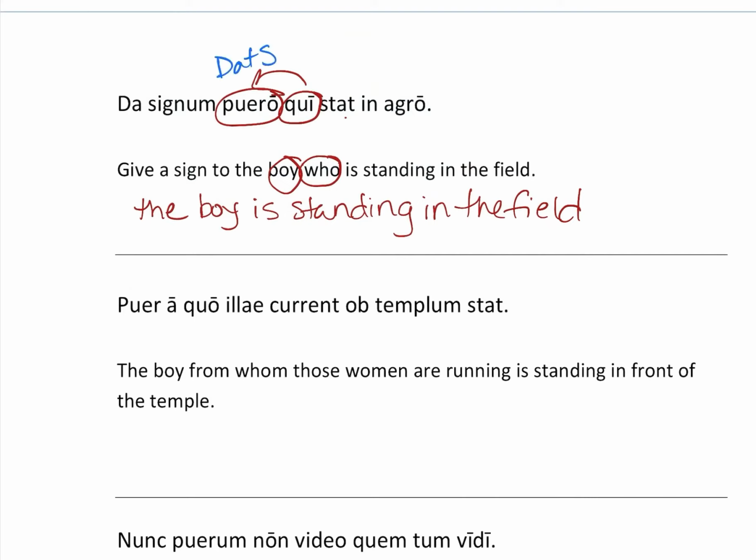Here, is it dative singular? You can look in your chart and say, no, it's masculine, either nominative or singular, but you can also look and say, if I put it into this phrase, it's very clear that the boy is the subject of the clause. So we can say the boy, so we know that qui is nominative singular. So here, they didn't match.